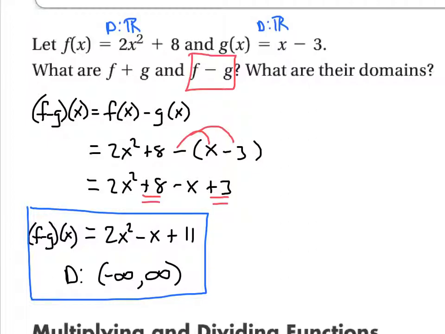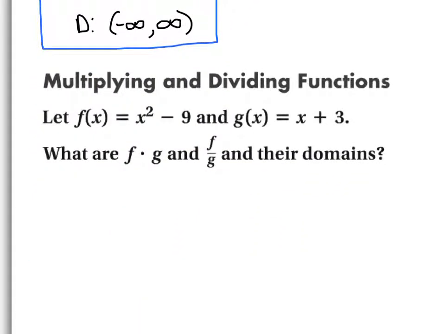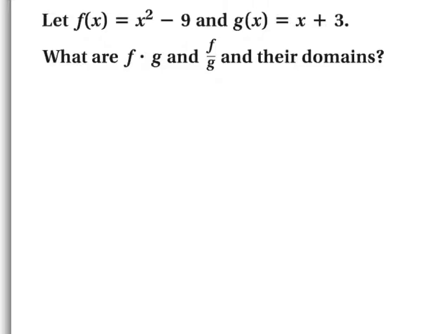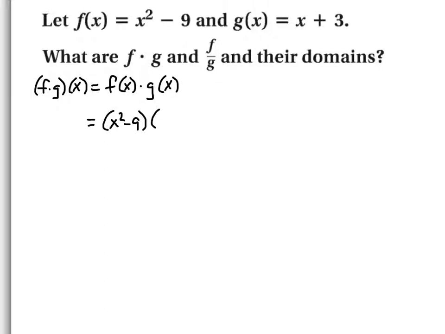All right, let's do some multiplication and division. So, multiplying and dividing. First, we are going to do the multiplication. So if I want f times g of x, that means I take my f of x function times my g of x function. So the f of x function is x squared minus 9, and I'm going to multiply that by my g of x function, x plus 3.